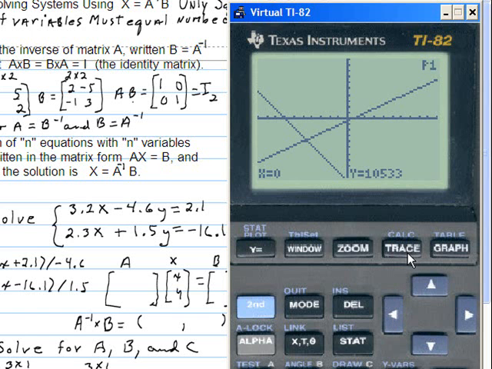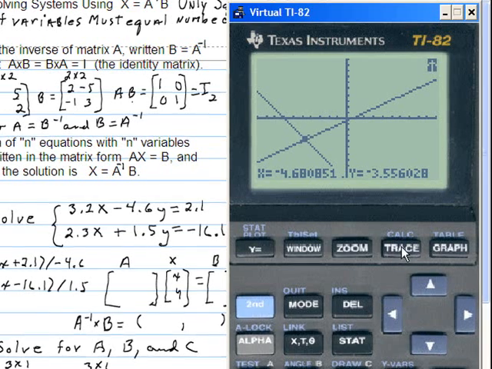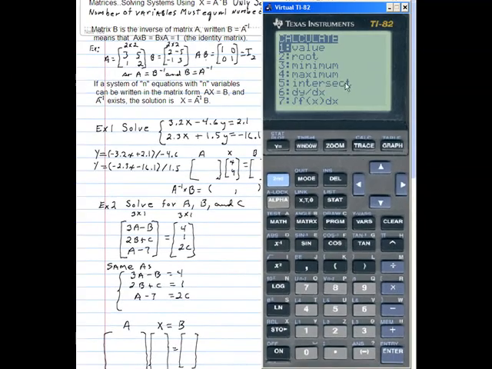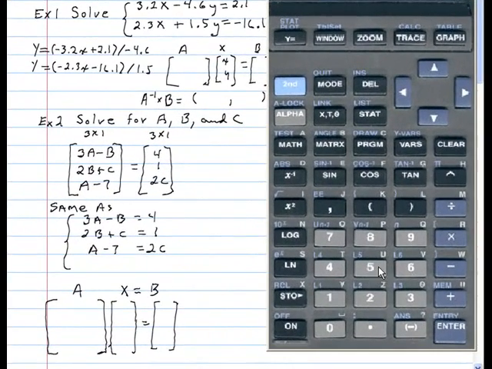Where's my tracer here? There we go. We're tracing over to where they cross. That's pretty close. And then once you get pretty close, you can do your second trace 5. Second trace 5 is intersect 5. Enter, enter, enter.